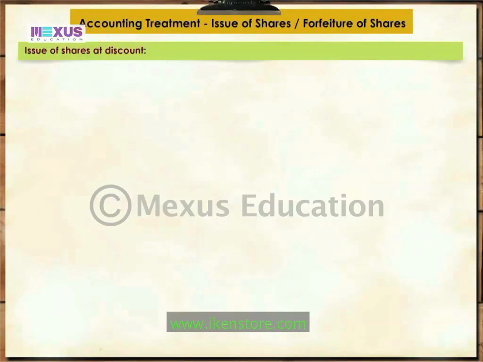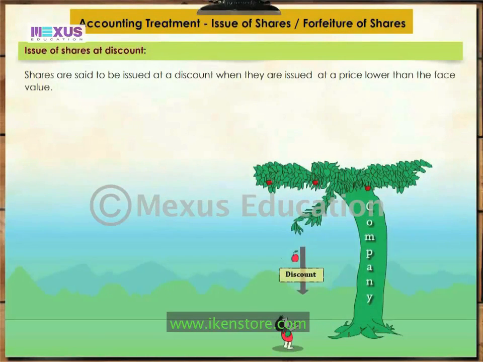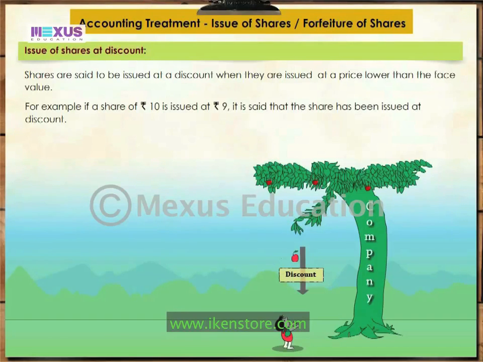Issue of shares at discount. Shares are said to be issued at a discount when they are issued at a price lower than the face value. For example, if a share of 10 rupees is issued at 9 rupees, it is said that the share has been issued at a discount. The difference between the face value and issue price is called the discount.